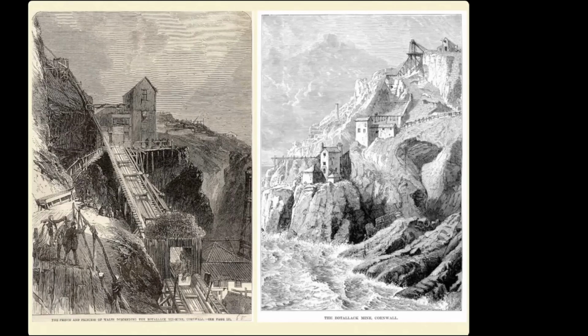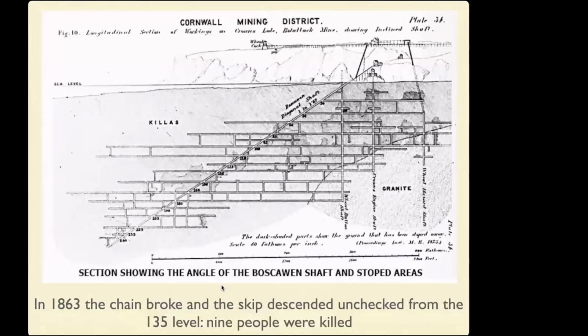And this is the Prince and Princess of Wales descending the Botallack tin mine, Cornwall, and everybody waving and being happy about it. And this is what it looked like. So here we are up at the surface. That's that top one, the vertical shaft coming down there, and they basically went down, what was it, 450 meters below sea level.